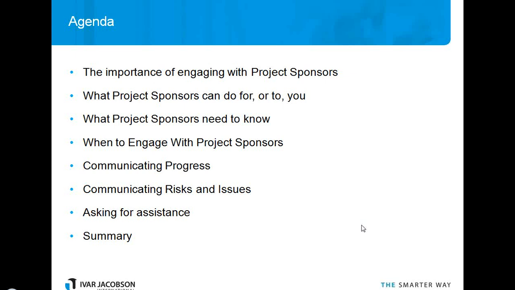So we're going to talk first about the importance of engaging with project sponsors, and then switch to looking at what project sponsors can do for you or what they can do to you if you don't manage them effectively. Then we'll talk about what project sponsors typically need to know, and then when to engage with project sponsors across the life cycle, ways to communicate progress, risks, and issues, and then appropriate ways to ask for assistance and when you might want to get them involved and when you don't want to have them involved. So next slide, please.